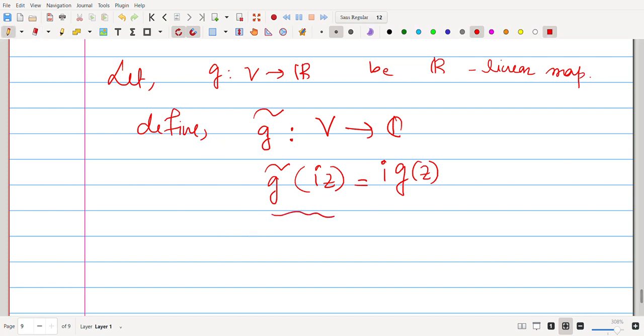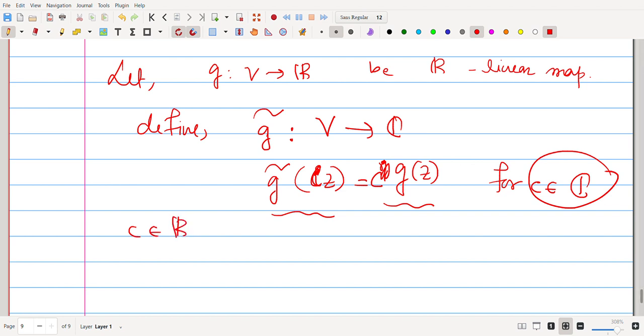Okay, basically I am trying to extend the scalar. I am defining it in this way. When I take not I, I should take it as C times Z of Z for C belonging to the complex numbers. I am extending the scalar. So if C belongs to the real numbers, then Z tilde is Z, right? Sorry, Z tilde is Z by 2. I define it as Z by 2, that I require. So Z tilde of CZ is C times Z of Z by 2.